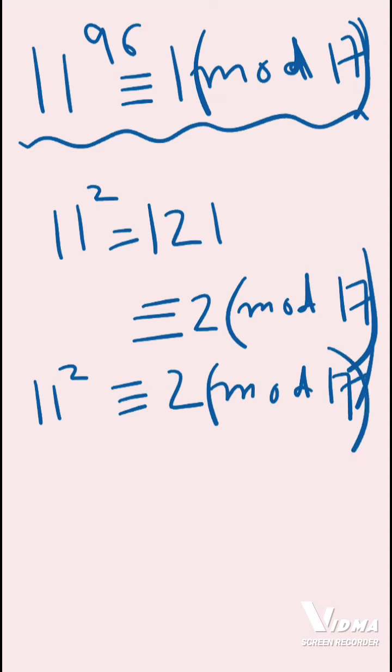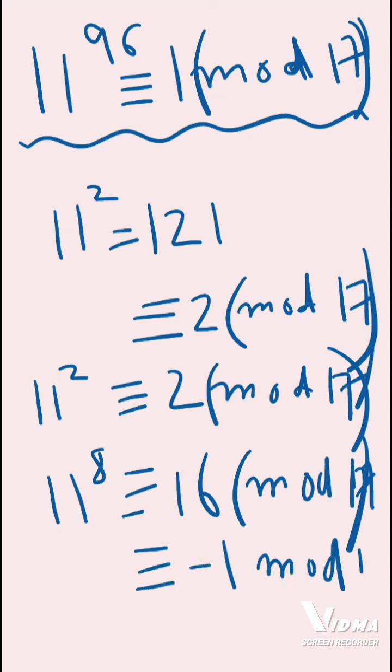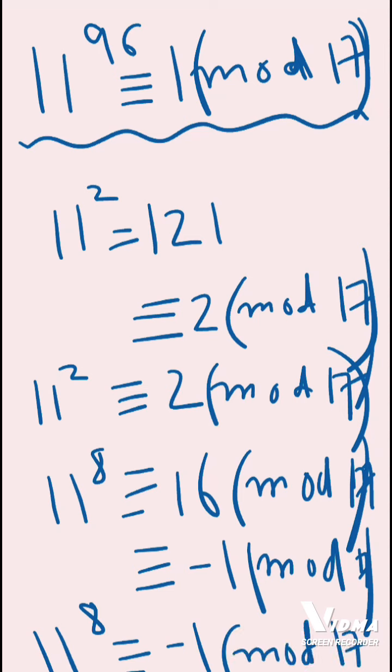Next, let's raise both sides to power 4. So it becomes 11 raised to 8. I'm writing it directly, like it was 11 raised to 2 raised to 4. So 4 times 2 will give us 11 raised to 8 directly, right? Is going to be congruent to 2 raised to 4, which is 16 under mod 17, right? Now clearly you can notice that 16 is further congruent to minus 1 mod 17. So what have we concluded? We have concluded that 11 raised to 8 is congruent to minus 1 under mod 17, right?